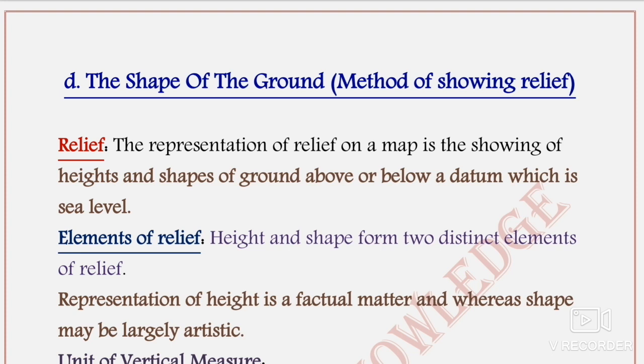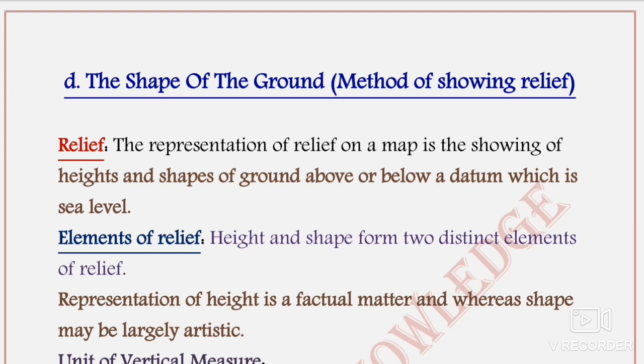The next important component of a geological map is the shape of the ground, or we can say the method of showing the relief features. That is important to decipher and to know the shape of the ground. So what is relief, and what are the elements of relief? We will talk about all those things.